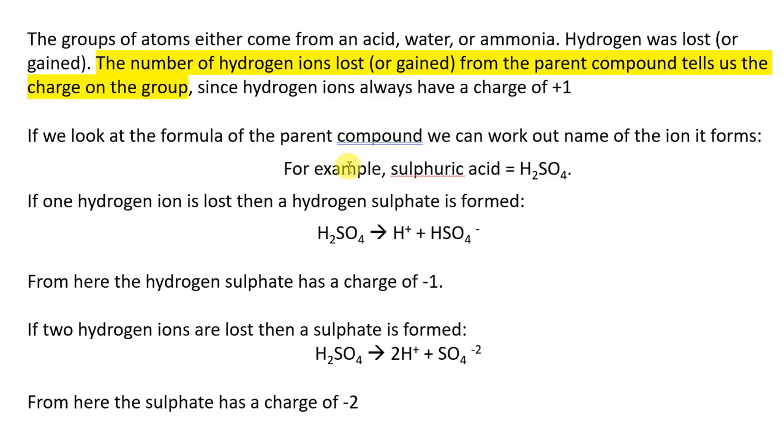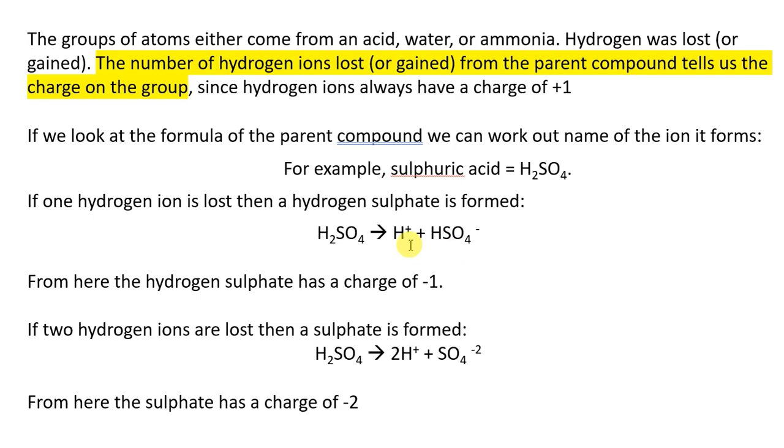Now, if we look at the formula of the parent compound, my example below, sulfuric acid, H2SO4. If that one is not familiar to you just yet, it will be. It comes up so many times. But if we look at the formula of the parent compound, we can work out the name of an ion that it forms. Sulfuric acid. If one hydrogen ion is lost, what's left? I've got my hydrogen ion as H plus on the right side, the product side of the equation. Everything else that was on the left side, HSO4, is also present.